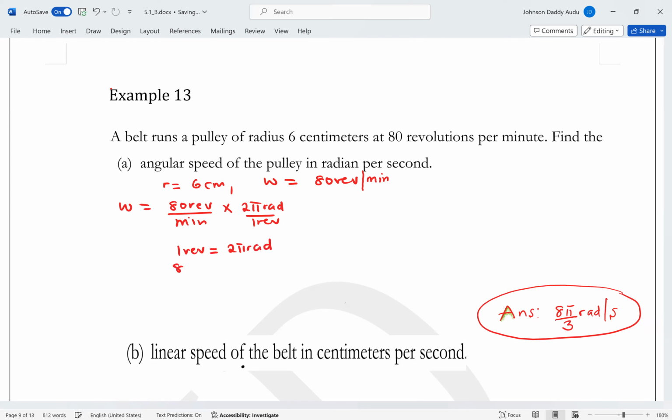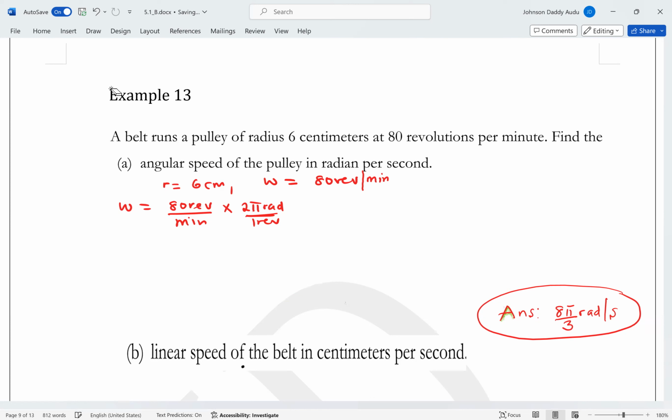So if I'm looking for 80 revolution, let's call it x. So if I want to solve for x, what will be x? X will be 80 rev times what? 2 pi rad. But I have to divide by what? 1 rev, right? So that this rev will cancel this rev. That is why here you can see we are multiplying by 2 pi rad, but I'm dividing by 1 rev, so that this 1 rev will cancel this rev, right?